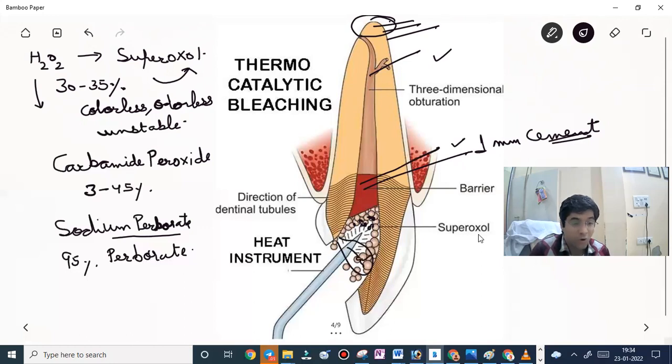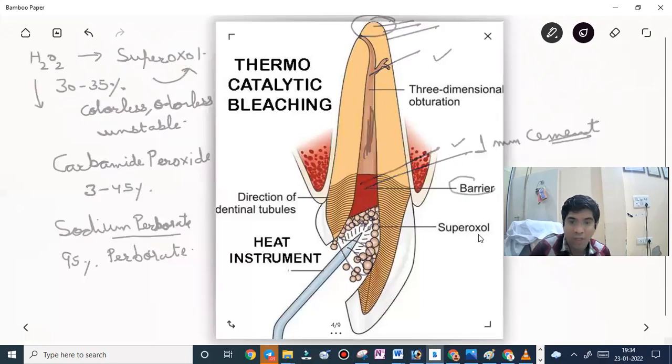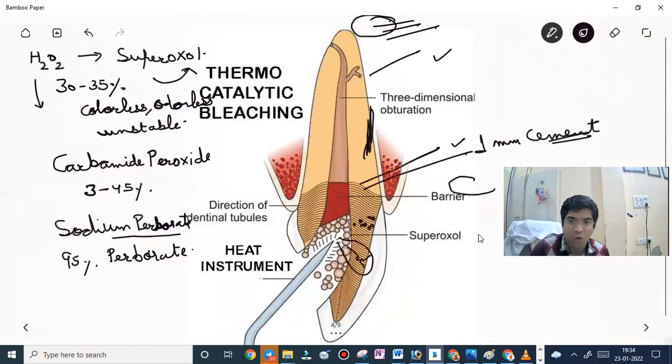Over the root filling material, we place a barrier. What is the role of this barrier? What should be the minimum thickness of this barrier? Without this protective layer, the bleaching material may penetrate the root filling toward the apical foramen.